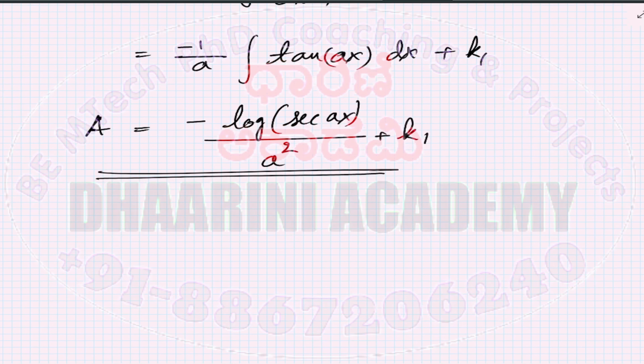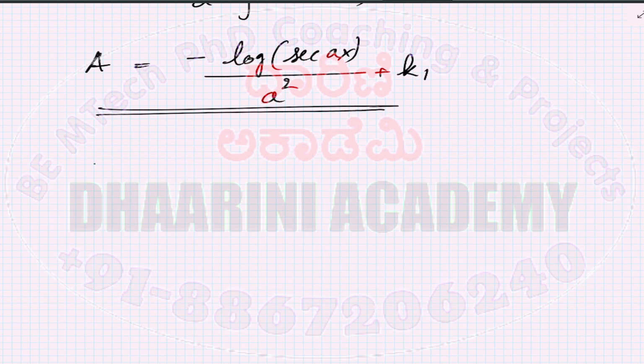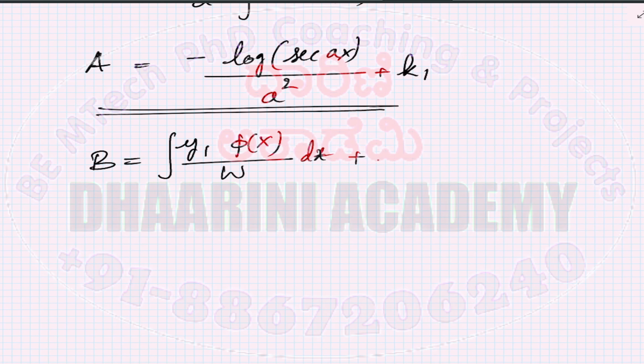Similarly, now I need to calculate the value of B. From the equation, we know that B is equal to the integral of y1 into phi of x whole divided by capital W times dx plus a constant k2.